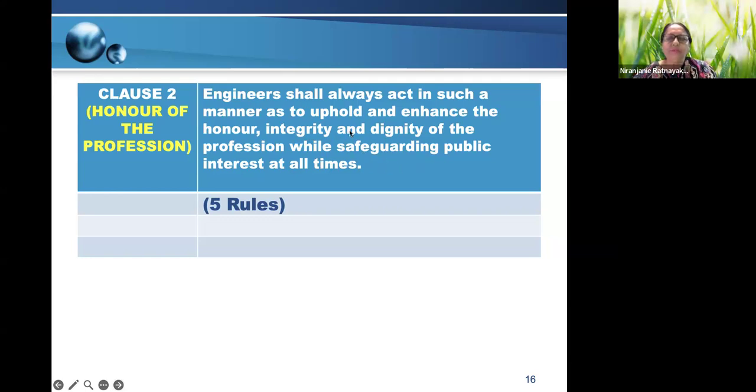Now here again you can see, while safeguarding public interest at all times, that is because that's the paramount one. Clause 1 is taking precedence over clause 2. We want to maintain the honor of the profession, but not at the expense of the public, right?